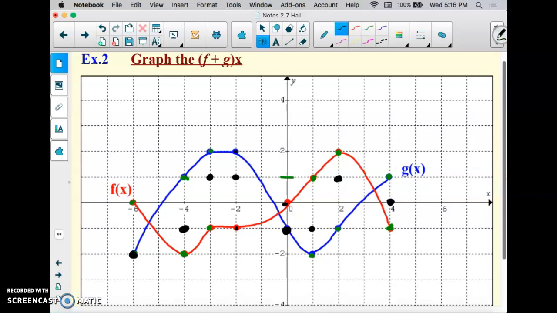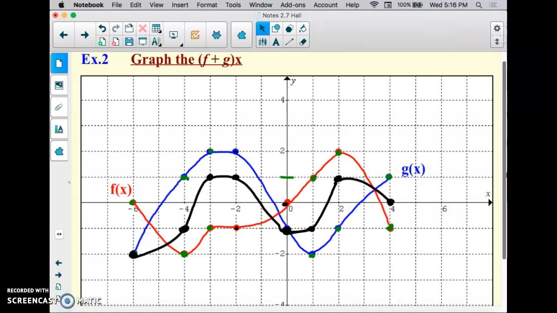Okay, so it looks like it goes from here, there, there, and then down, there. Get that one right. Yep. And then there, all the way to there. Not the most perfect graph, but that is exactly what we're doing. We just added the two functions. Good. Moving on.